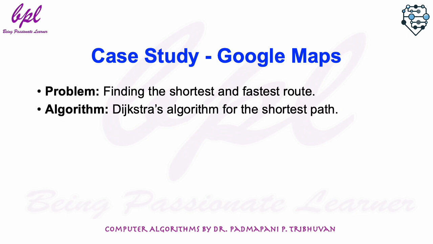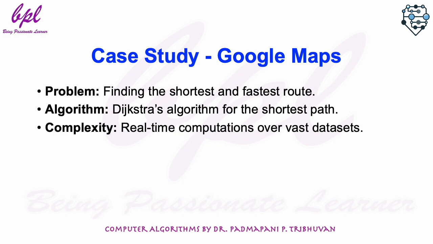Algorithm. To find the shortest path between locations on a map, Google Maps uses a modified form of Dijkstra's algorithm. Dijkstra's algorithm is designed to calculate the shortest path from a starting point to a destination point across a graph, where the graph represents the locations as the nodes and the roads as edges. The algorithm works by exploring all possible paths from the starting node and calculating the cumulative distance until it reaches the destination, choosing the path with the smallest total distance.